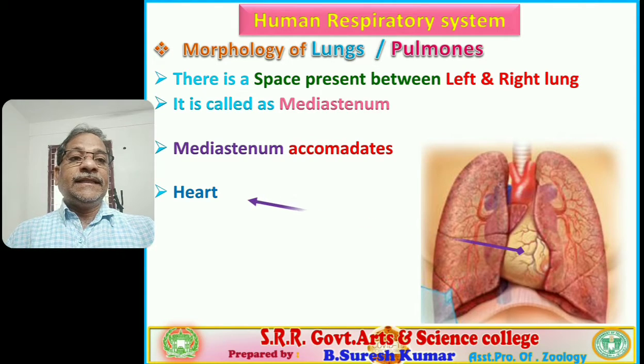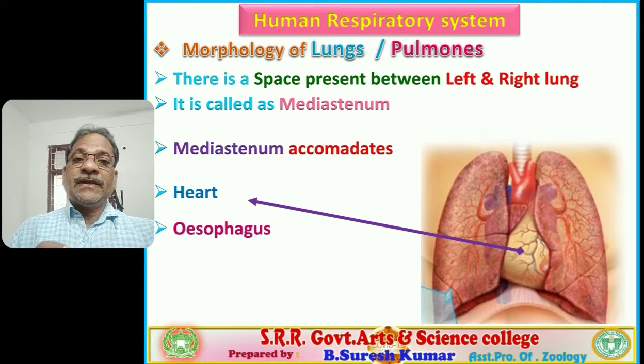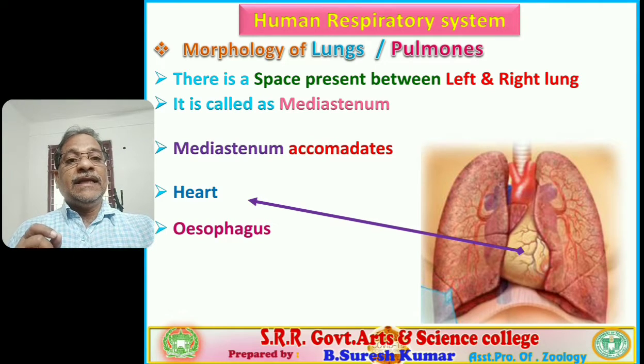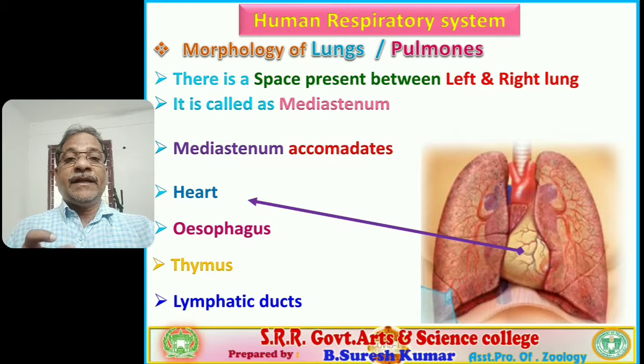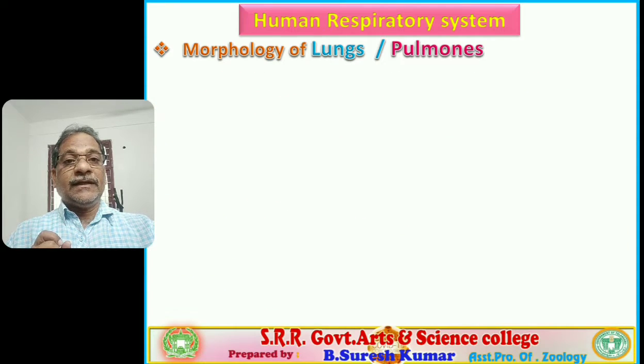Next, besides the heart, the mediastinum also accommodates the esophagus and the thymus gland that is present on the surface of the heart, the pericardium, and the major lymphatic tracts, the thoracic tract, also called the chyliferous tract. All these are accommodated under the mediastinum. So that is the function of the mediastinum. So the mediastinum accommodates what parts? Heart, esophagus, thymus, and lymphatic ducts of our lymphatic system.